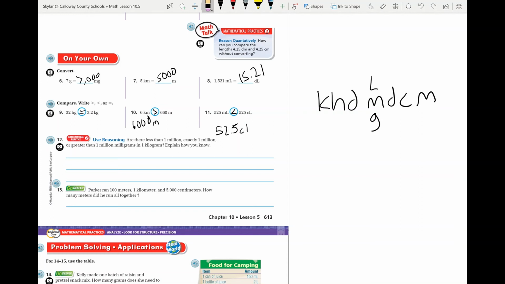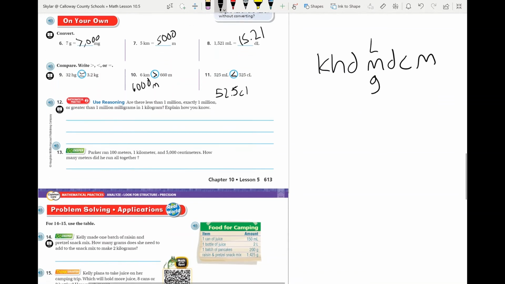Number 10, we changed kilometers, 6 kilometers, to meters. And again, 1, 2, 3, there's 1,000 meters in a kilometer. We moved our decimal point 1, 2, 3 to the right as well. And number 11, milliliters at the very end here to centiliters. That is just a 1 bump, so we moved our decimal point 1 time to the left as well.